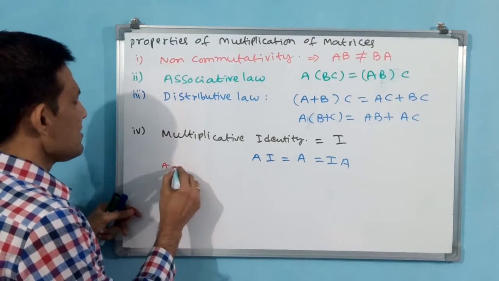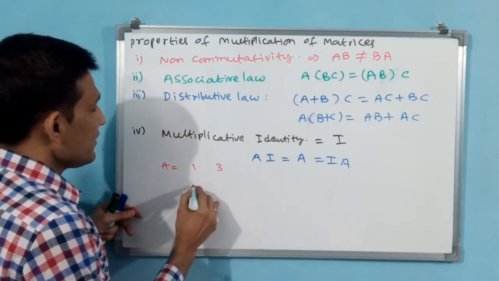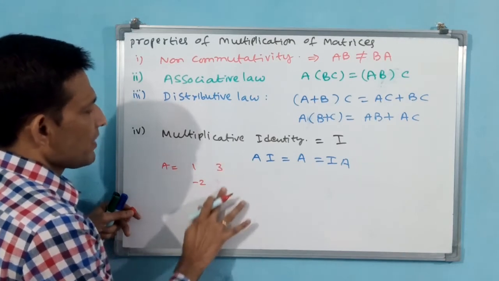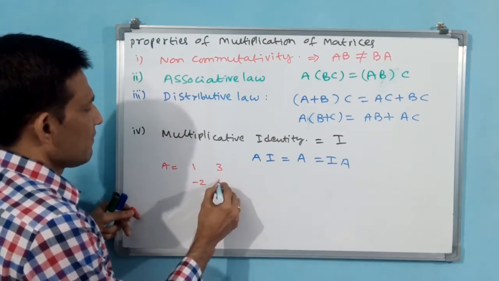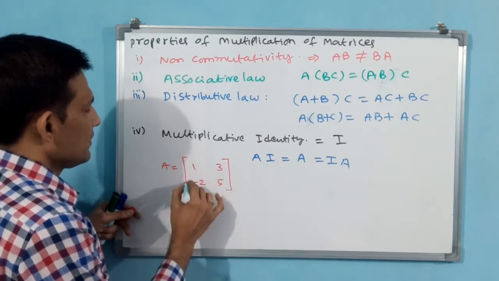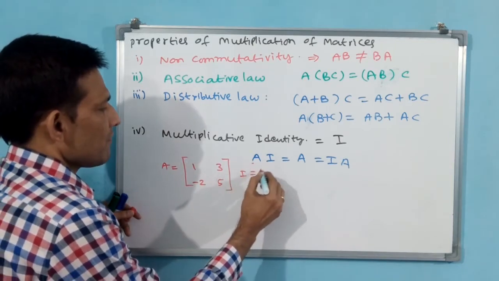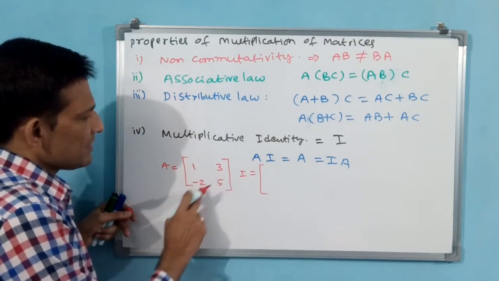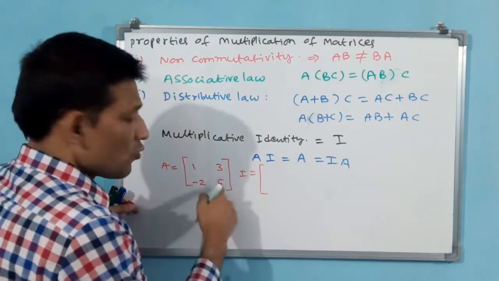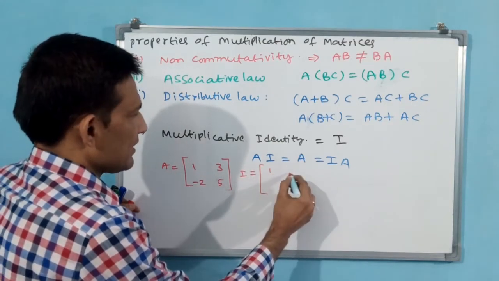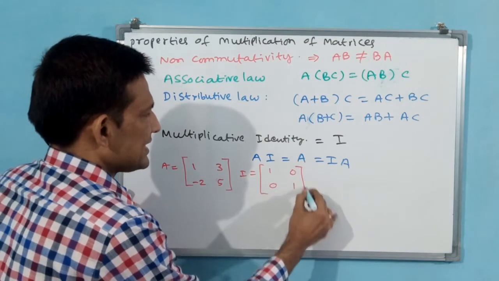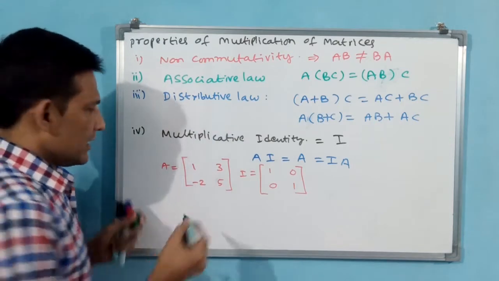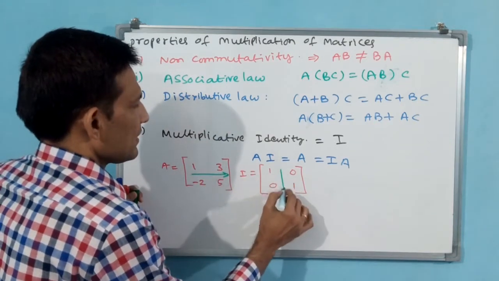Let us see, A is equal to 1, 3, minus 2, 5. Based on this, you have to take I as 2 by 2 order, because the order is 2 by 2. Only the diagonal you have to take as 1: 1, 0, 0, 1. This will be I, you know very well. Let us do the multiplication.